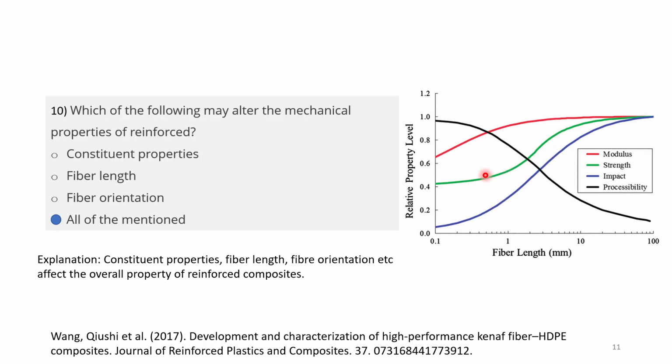And from this graph as well, we can see that as you keep on increasing fiber length, the relative properties such as modulus, strength, impact, keep on increasing, but the processability keeps on reducing. So it becomes harder to produce these composites.